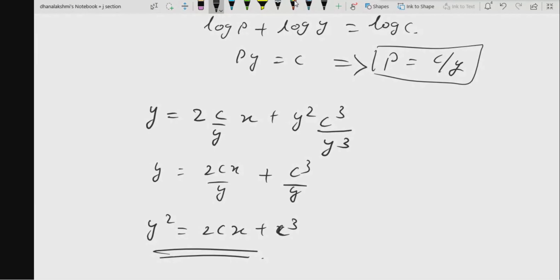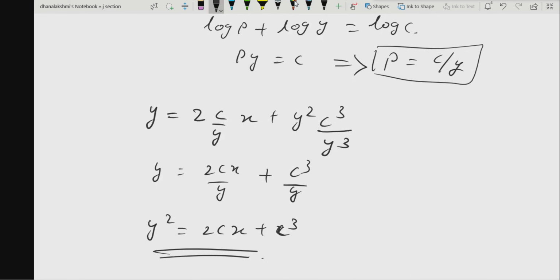Yes, ma'am. Okay. In the same way, if you are not able to eliminate P, then you will write Y value in terms of P and substitute in the given equation, so that your X also will be in terms of P. Okay. And you will mention P is a parameter, C is a constant, and both the equations together will constitute a solution of the given differential equation. Understood?